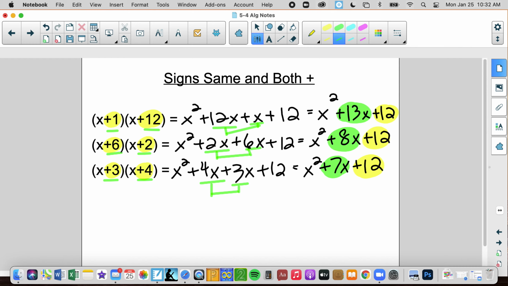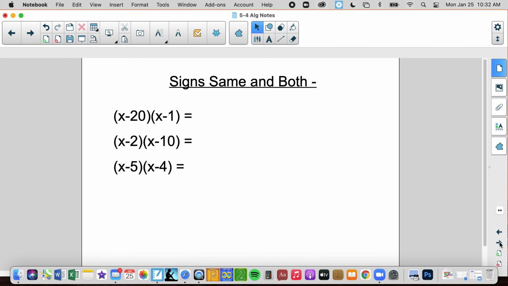So the way we get that middle term is by the sum of those two constants. And the way that we got these two is by multiplying. So this was the sum, this was the product. Let's see if it holds up if we change it around a little bit. So we change the binomials a little bit. The signs are still the same, but this time they're both negative. How's that going to affect my solution?